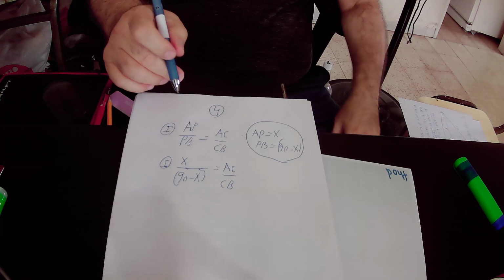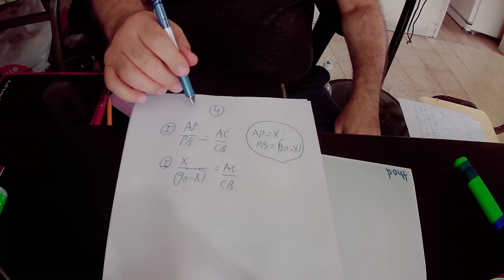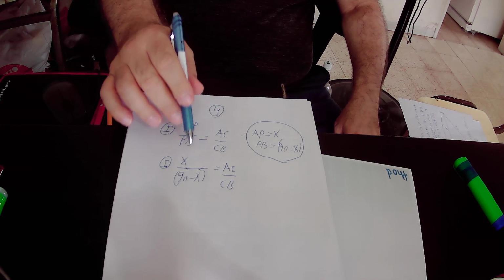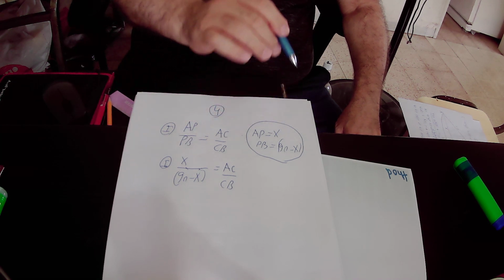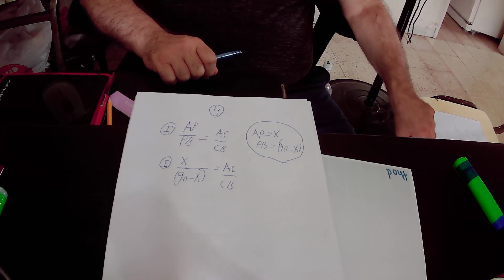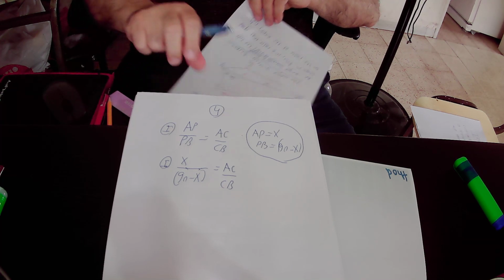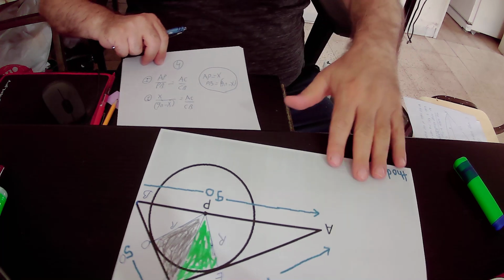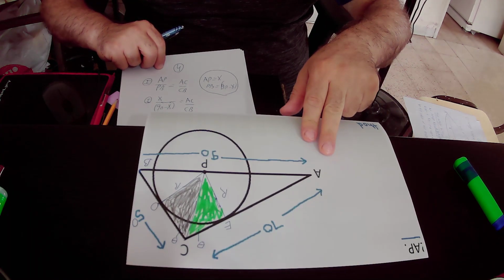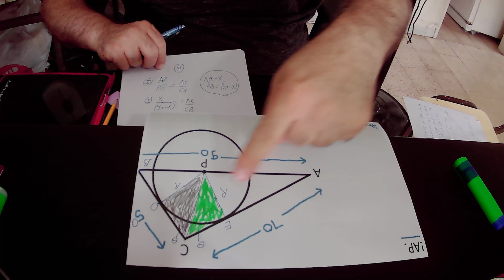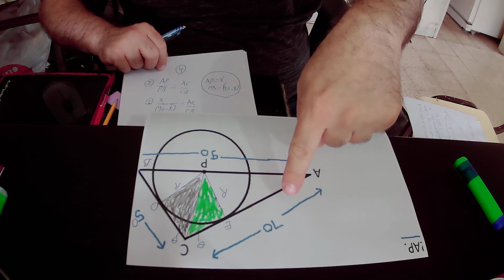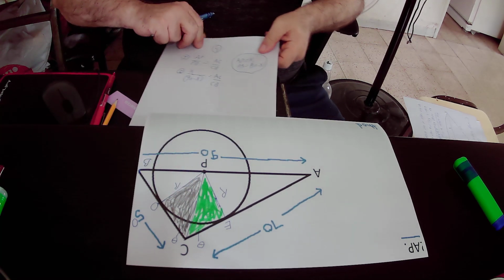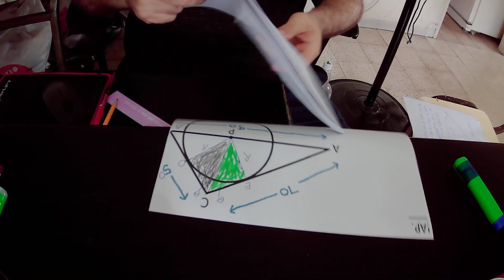So here I substituted AP by x because AP equals x, and PB by 90 minus x because PB equals 90 minus x. But we also know it is given to us that AC equals 70 units and CB equals 50 units. So I write it down.